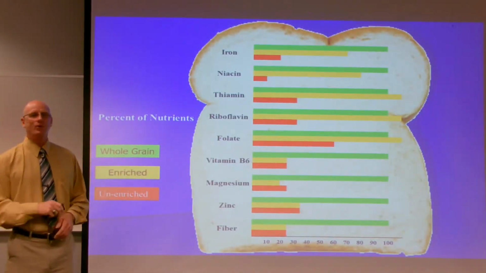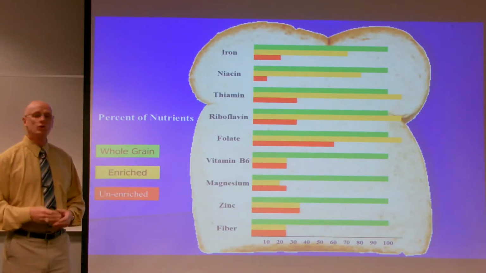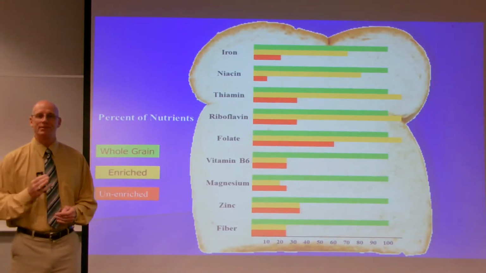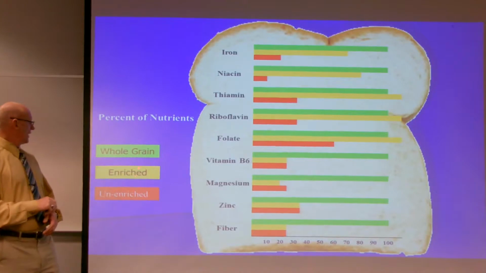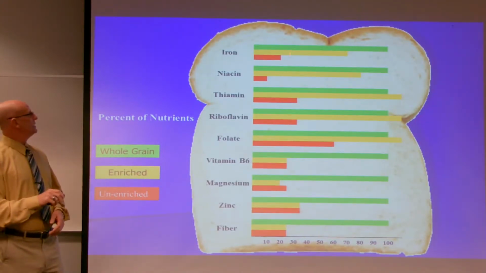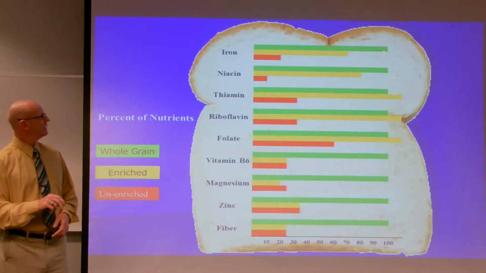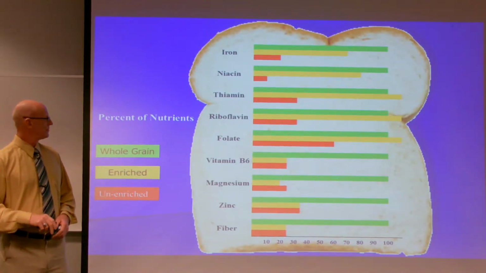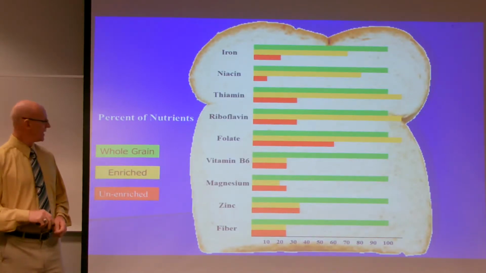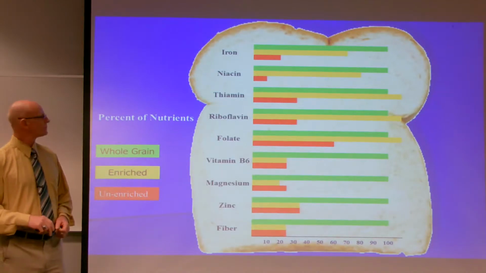Okay, again, this is another graphical representation I have of nutrient density in a way, and also it shows you the percent of nutrients in 3 different types of breads, either whole grain, enriched, or unenriched, the whole grain being green. Now, if we look at whole grain bread, it's at 100% for all these nutrients: iron, niacin, thiamine, riboflavin, folate, vitamin B6, magnesium, zinc, and fiber especially.